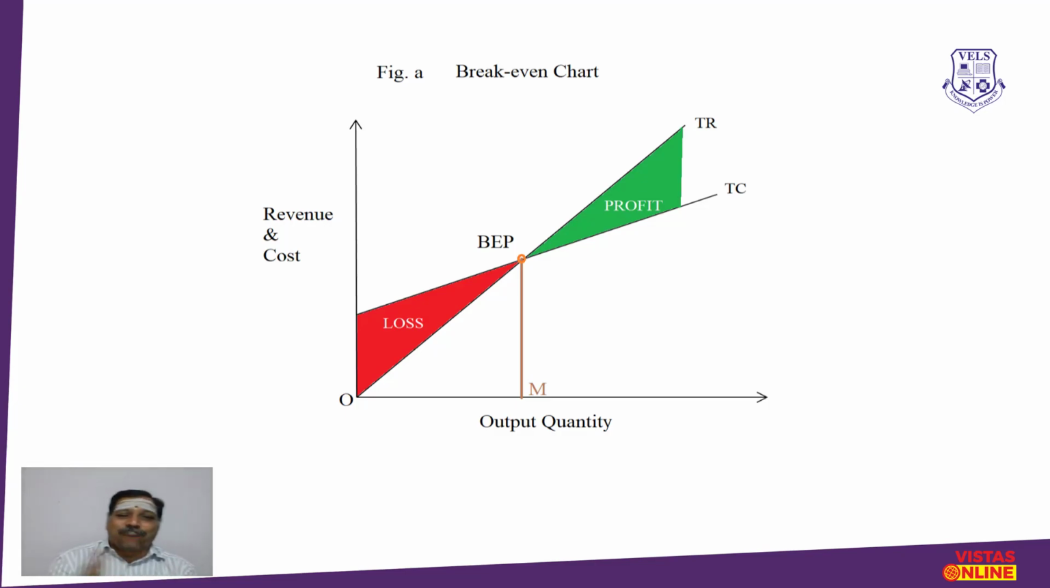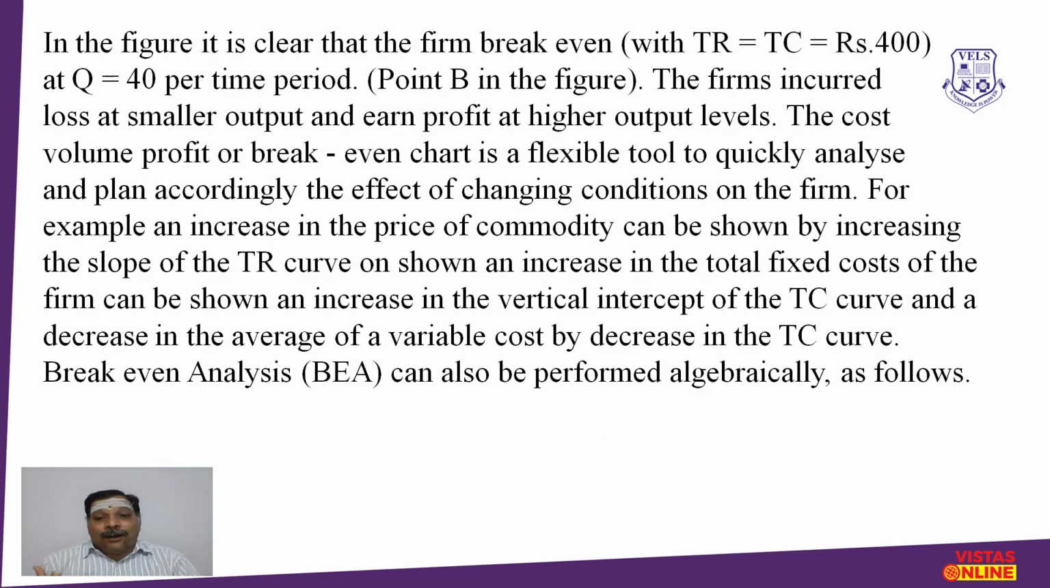After the OM level of output, that green part is a profit zone. Less than that, it is a loss zone. So it is easy to understand that the OM level of quantity will be the break-even quantity. How to explain this particular figure? I will show. There are two curves, total revenue and total cost. In our previous numerical example, it is very clear that the break-even will be at the point where TR equals TC, which is equal to 400. Here the quantity is 40 per time period.